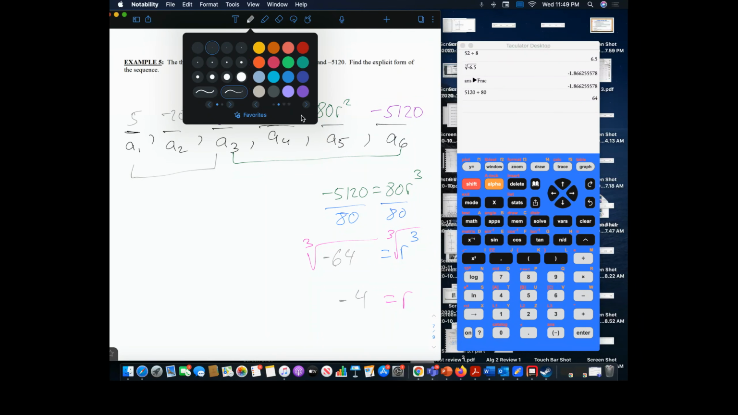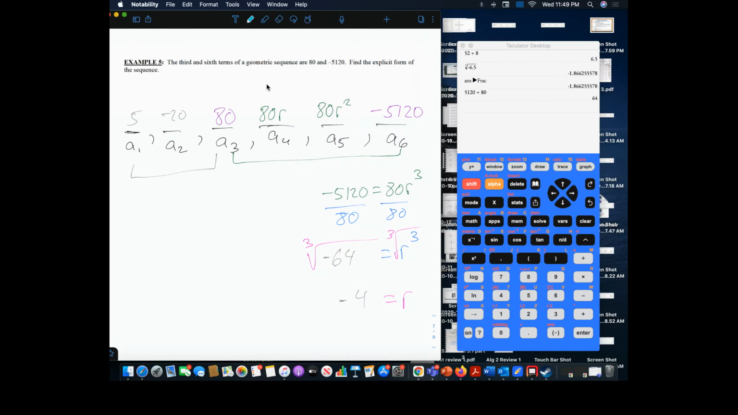The other way, of course, is you can write it as a formula. Do some new colors here. You can say, if it's a_n equals a1 r to the n minus 1, the third term is 80. You don't actually have to even use that. You can use the negative 5120, but that's not going to be as fun. So I'll put r as negative 4. And I want to write n, but it's really not n. We know it's the third term, so 3 minus 1.